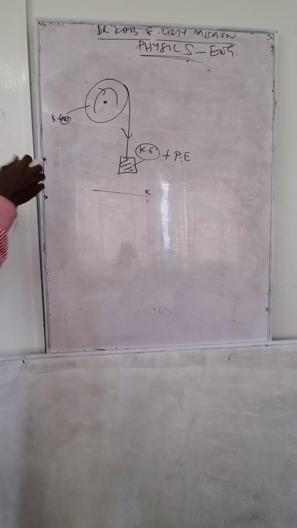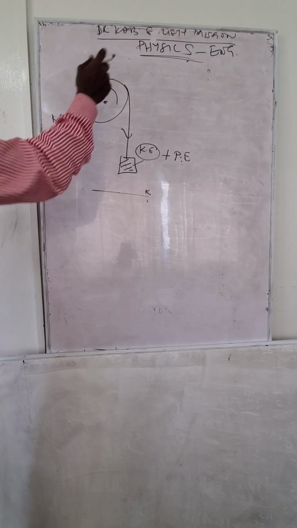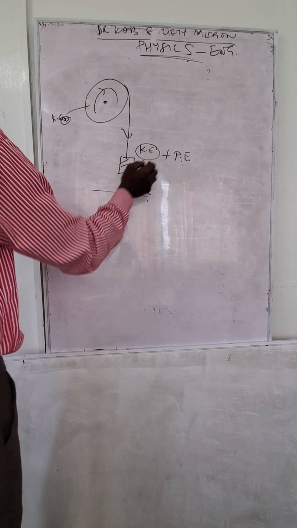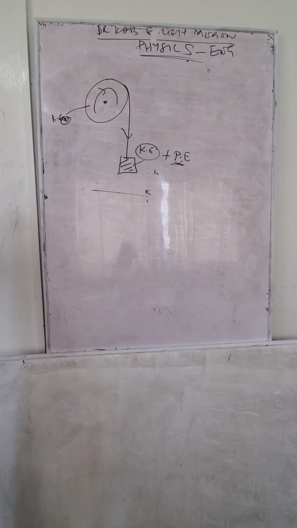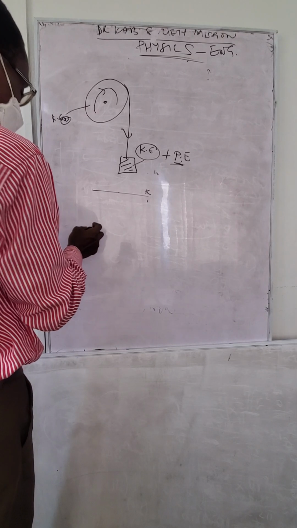But just take the component. The rotational is on its side. The linear motion is on its side. If there's height in it, potential energy also comes in, and that is the point.